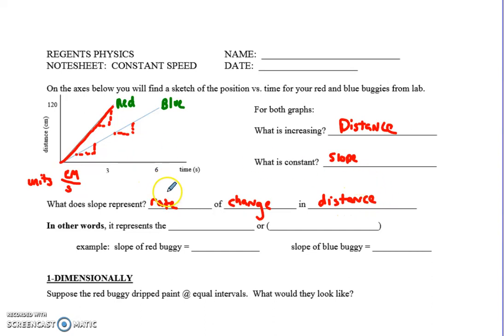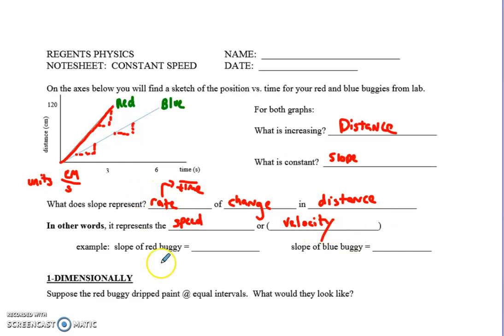Okay, now when we talk about something being a rate, that means it's divided by time. So you notice that seconds is in the denominator of the unit. All right, so in other words, what it represents is the speed of the two buggies. Okay, and the term that we'll be using shortly is the velocity of the buggies, and we'll talk more about that in a little bit.